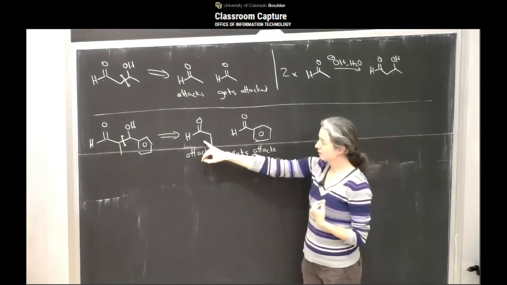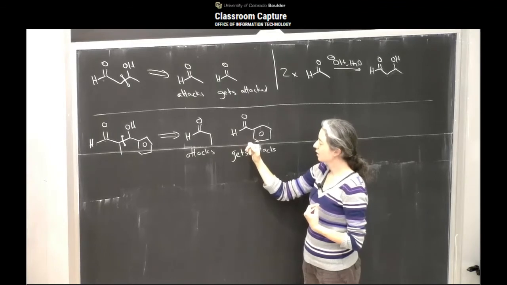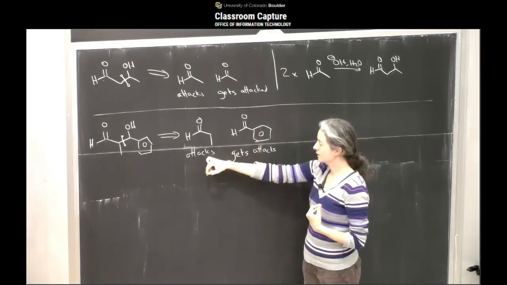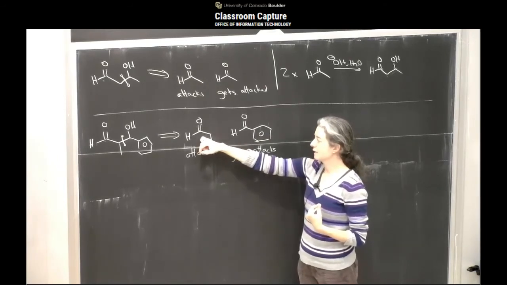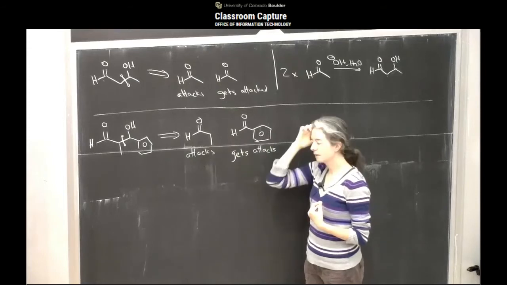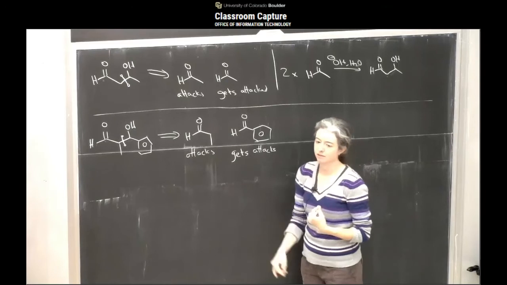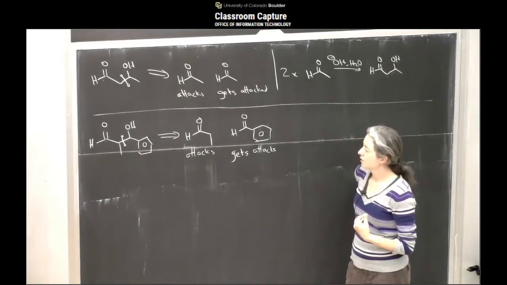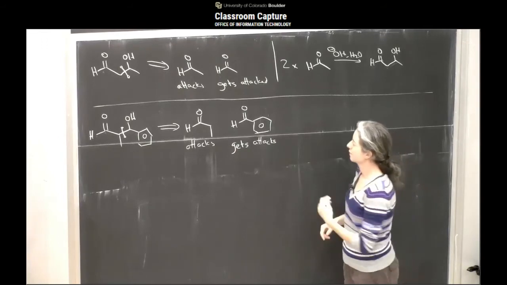so this is the only one that can do the attack. There's no alpha H's over here. And so this is going to attack this one. But the problem is this is also pretty attackable. Like this is the only one that can do the attack, but either one of them could get attacked. So you might have a bunch of byproduct where this thing attacks another copy of itself. So probably LDA is the safer way to go here.